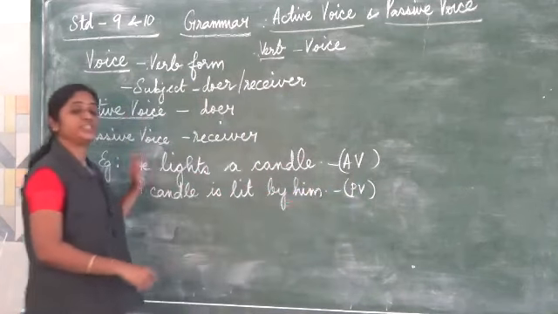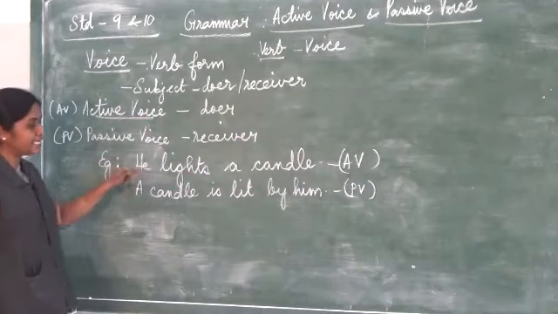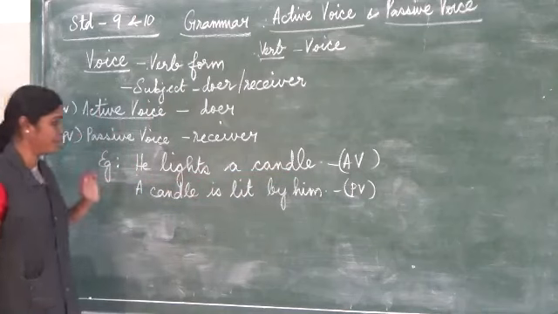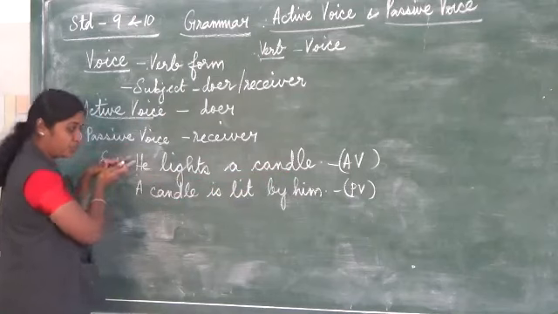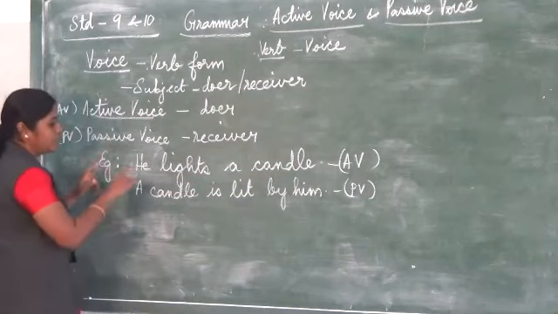Please don't think that without explaining I am just writing the answer. This is just an example sentence. So, he lights a candle is active voice, a candle is lit by him is passive form. Now, what are the changes? See, I have changed from active voice to passive voice. Now, in doing that, what are the changes I have done?